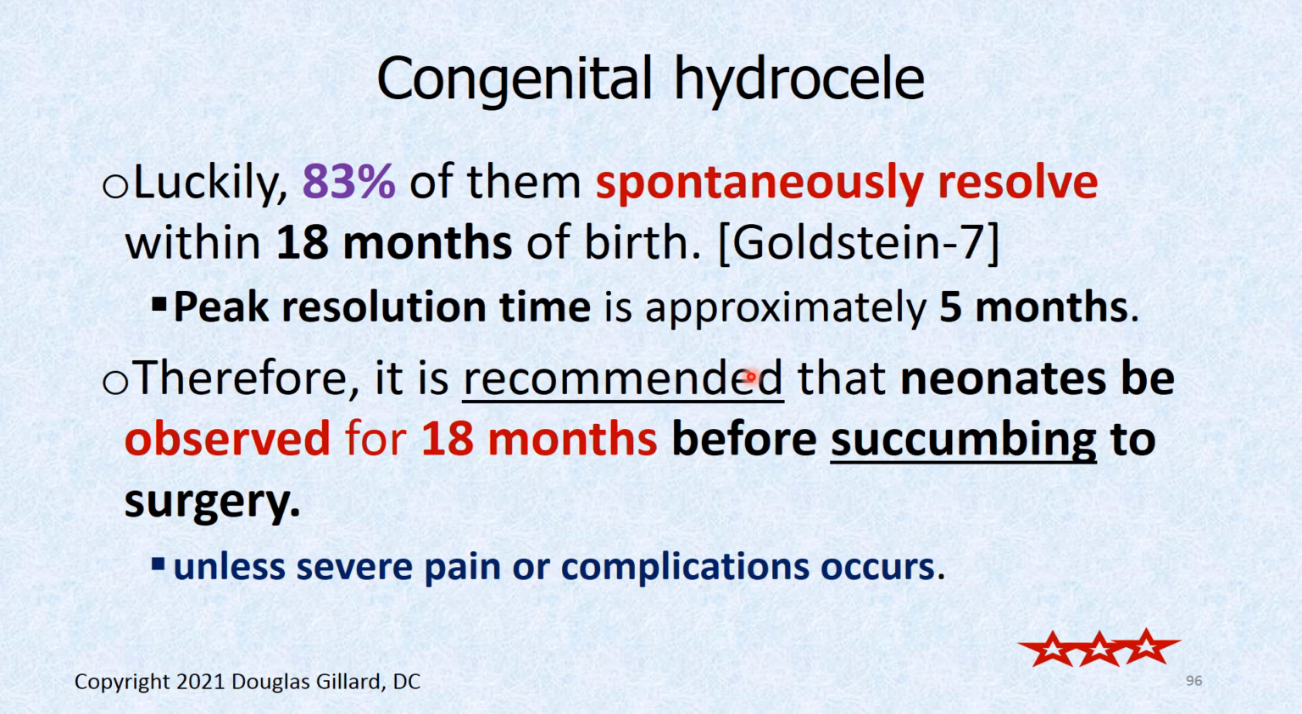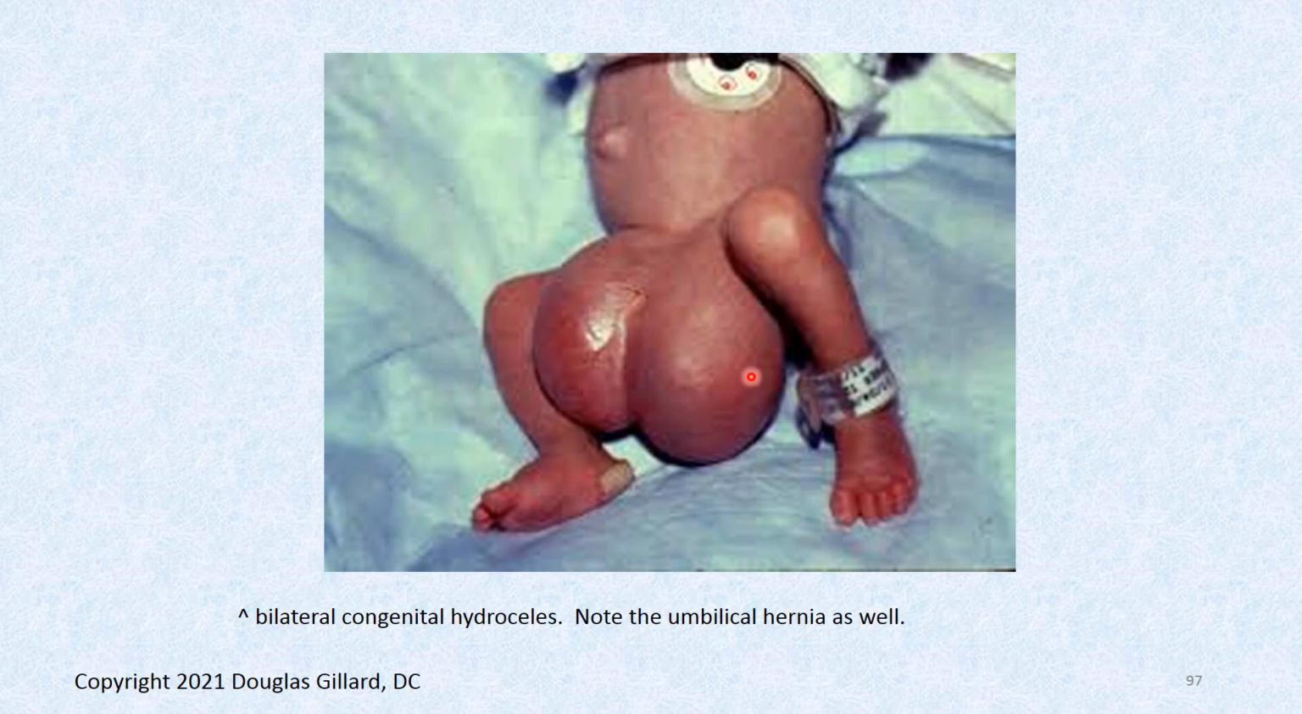All right, so that needs to be drained. 83% of these resolve. So if your kid is born with one of these, the majority of them resolve within a year and a half after birth, about 83%. Usually by 5 months they're gone or significantly reduced. Therefore, it's recommended that with neonates who have these, you don't go right in there and do surgery just to close up that processus vaginalis. You just watch them for about 18 months and see what happens. A lot of times it just closes by itself. If it's this severe, of course, they're going to have surgery to close.